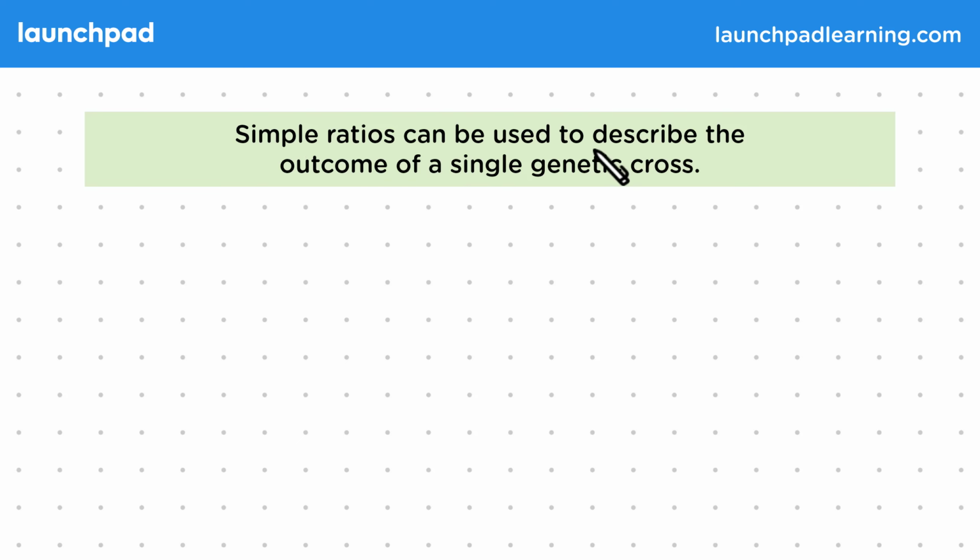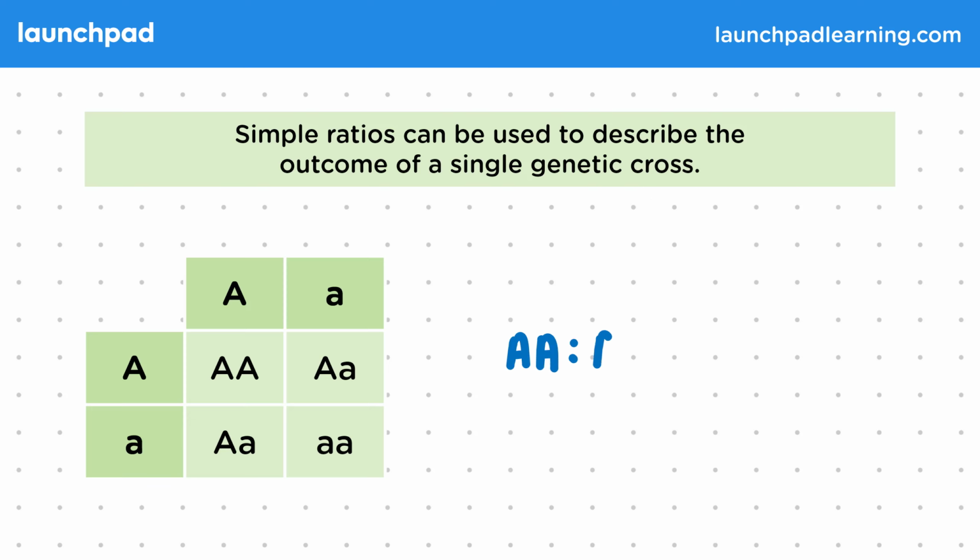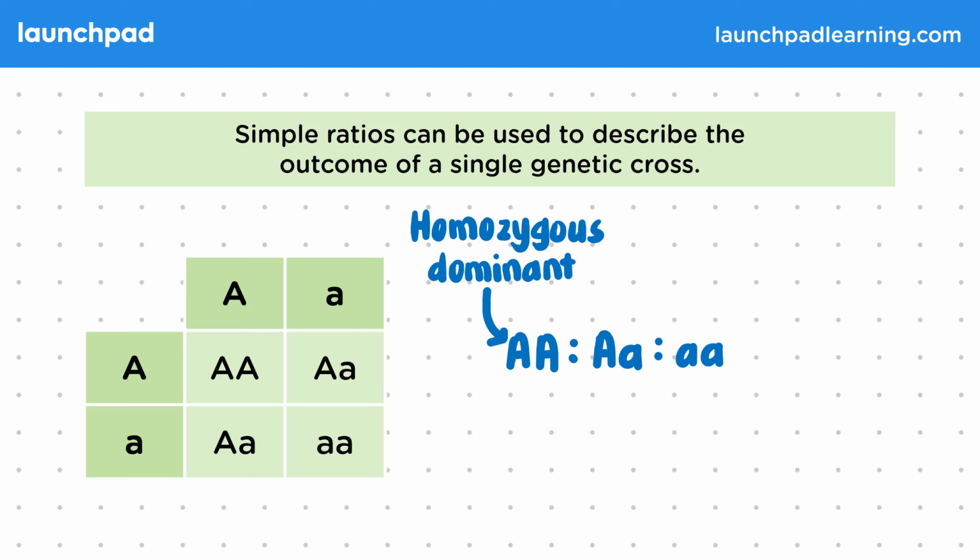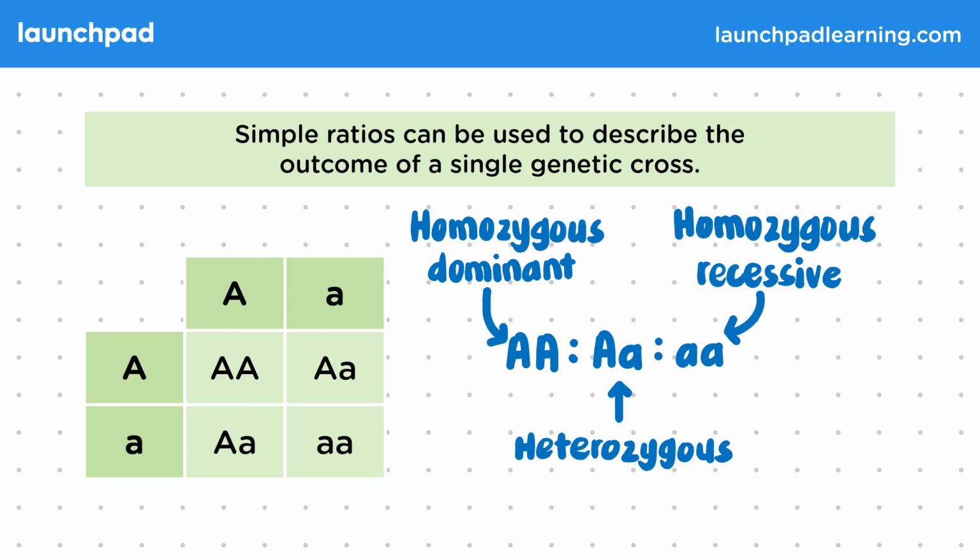Simple ratios can be used to describe the outcome of a single genetic cross. So let's write out these genotypes as a ratio. So here we have the homozygous dominant genotype, and at this end the homozygous recessive, and in the middle we have the heterozygous genotype. If we count out how many of each of these genotypes there are in the Punnett square, we come up with a ratio of 1 to 2 to 1. So 1 homozygous dominant, 2 heterozygous, and 1 homozygous recessive. How else can we compare these genotypes?